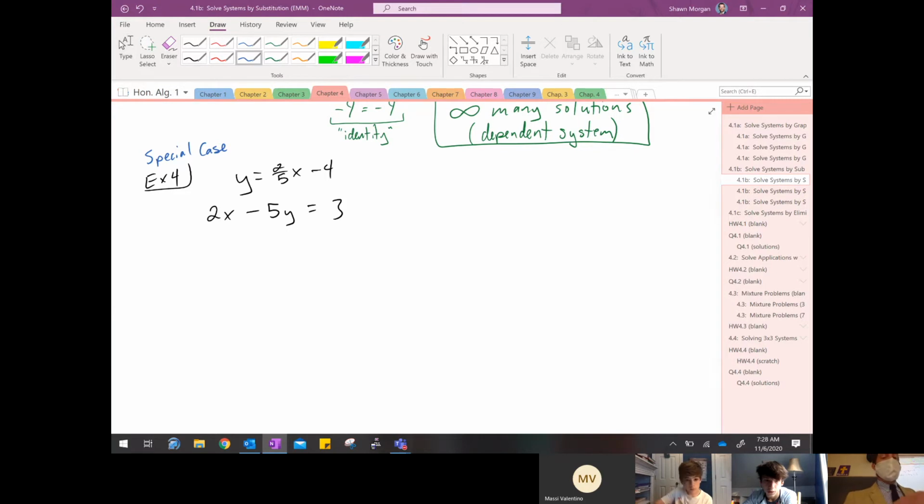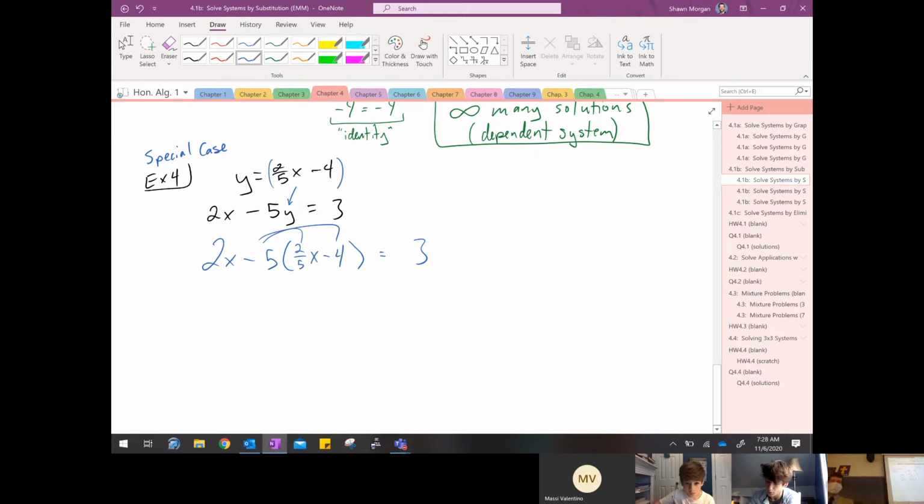In this case, we've already got y by itself in the first equation. So let's just plug that in for y in the second equation. You guys jot this down with me here. So we got 2x minus 5. Instead of 5y, it's going to be 5 times that expression, 2/5 x minus 4. All right, here we're going to distribute.